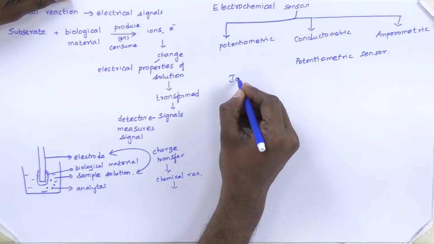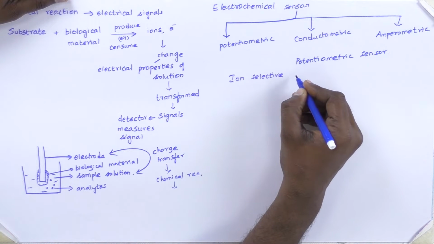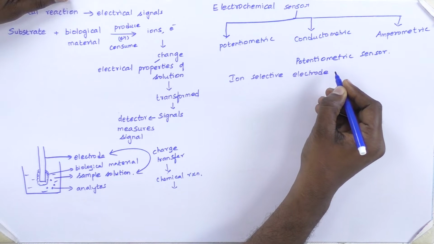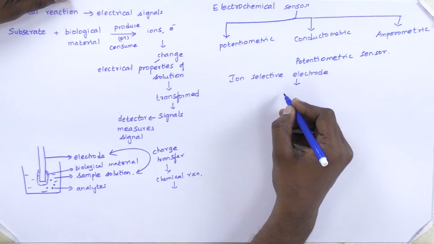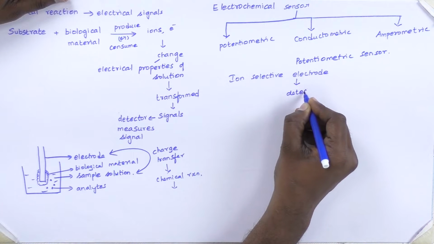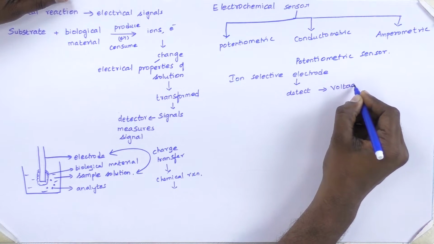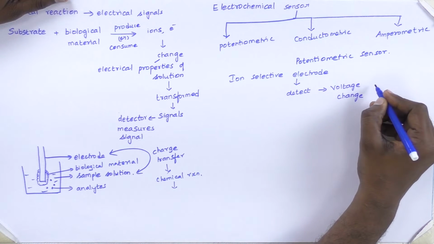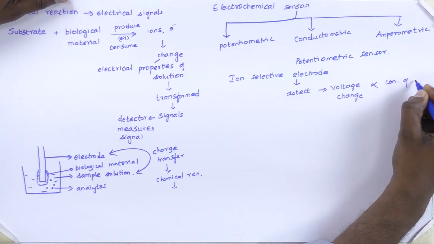Potentiometric sensor uses an ion selective electrode. This ion selective electrode detects the voltage change, which is directly proportional to the concentration of analyte.